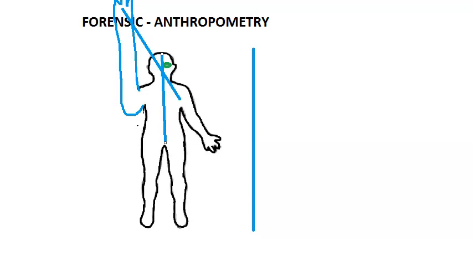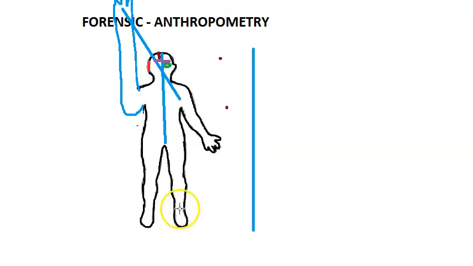Then, length of head from crown to forehead. So from crown to forehead, that is just this much. Then, width of head from temple to temple. Then, length of the right ear. They seem to be interested in the length of the right ear.